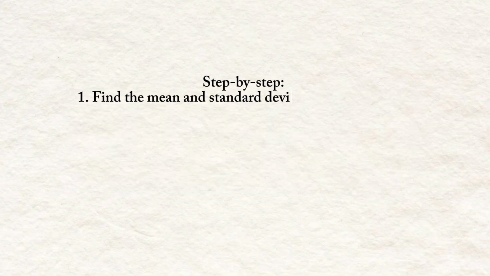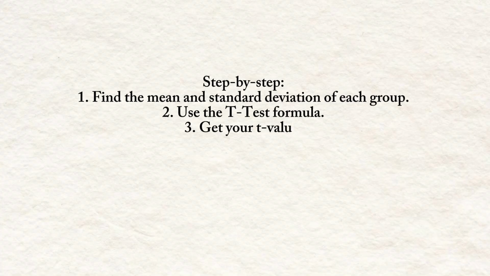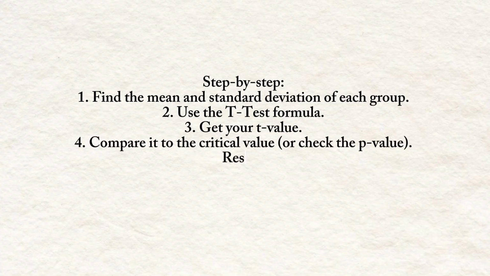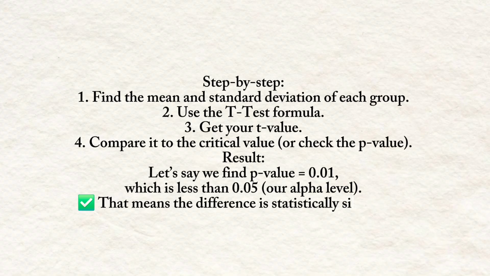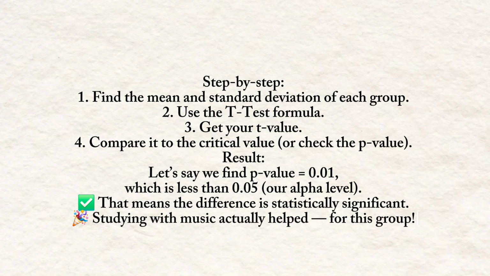Step by step to answer the question. First, find the mean and standard deviation of each group. Second, use the t-test formula. Third, get your t-value. And fourth, compare it to the critical value or check the p-value. And let's say the result we find, the p-value is 0.01, which is less than 0.05, our alpha level. That means the difference is statistically significant, or studying with music actually helped for this group.